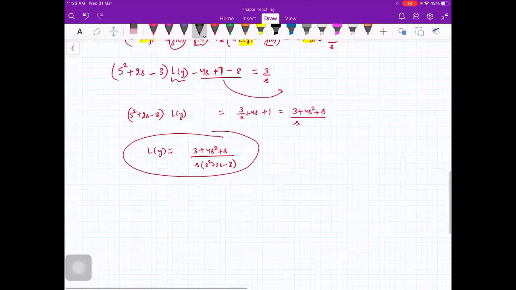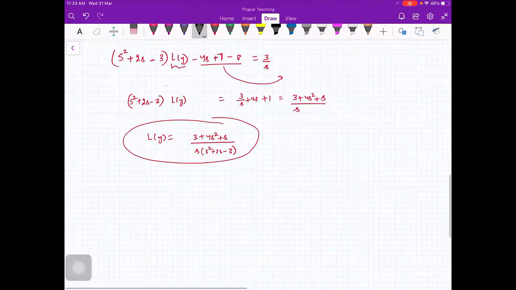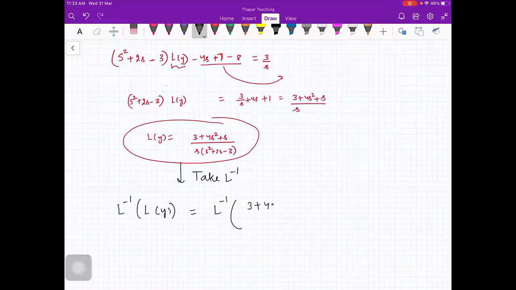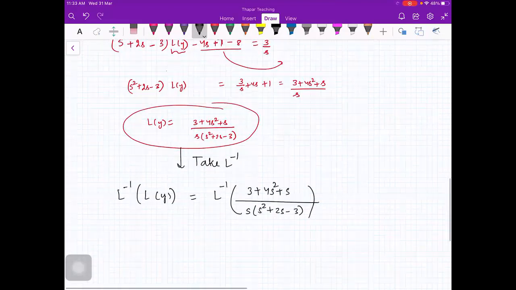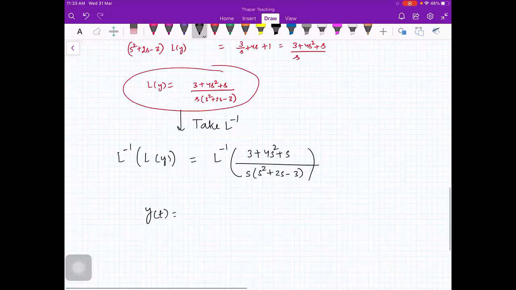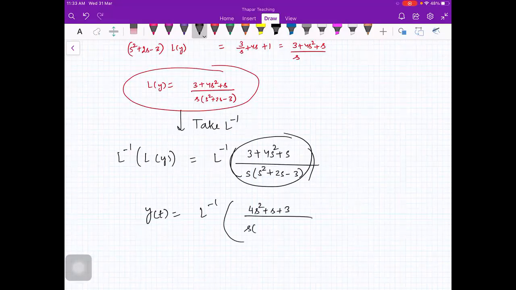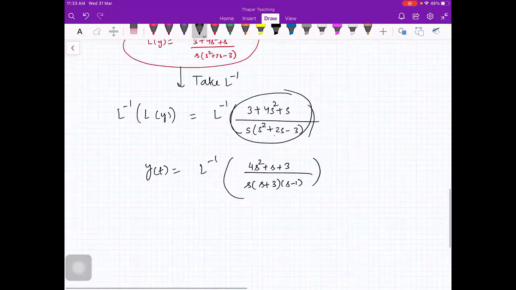So what you will get on the left hand side? L inverse of L of y, that will be y, is equal to L inverse of 3 plus 4s square plus s upon s square plus 2s minus 3. Okay, so you get y on the left hand side. Can you take Laplace inverse? इसका Laplace inverse कैसे लेंगे बेटा? नीचे फैक्टर. Yeah, so factors बनाइए पहले. This is s plus 3, s minus 1. Now you make partial fractions.